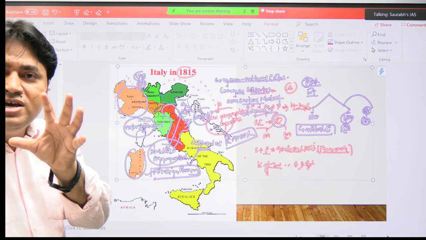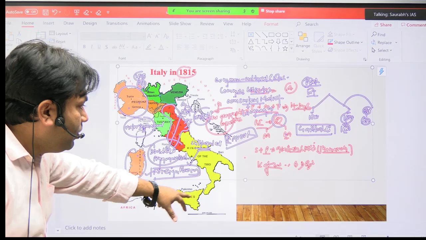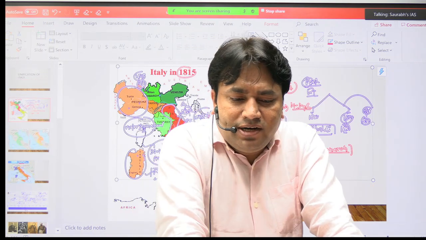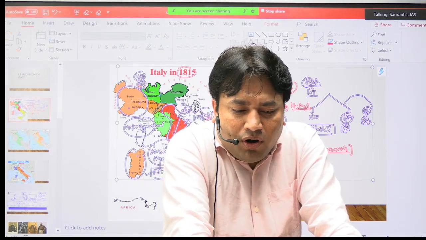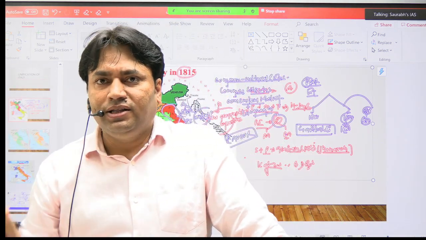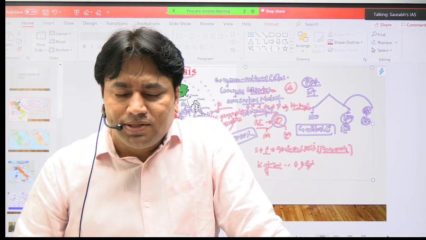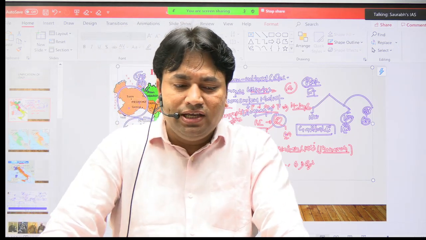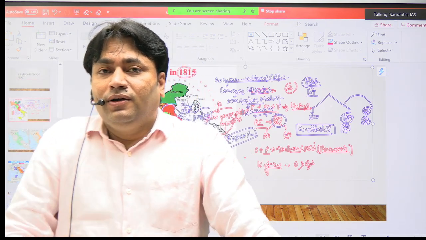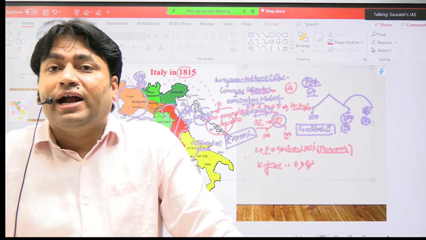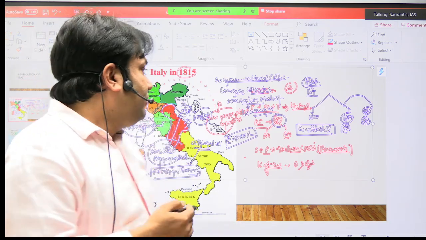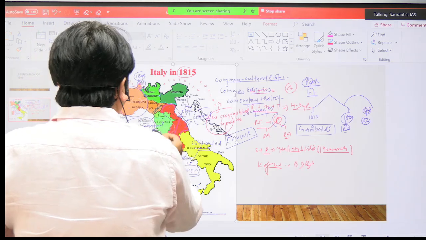Task of unification of southern state, that is kingdom of two Sicilies, write this point. The task of unification of southern state, that is kingdom of two Sicilies, was completed, okay, through revolutionary activities or by a revolutionary act of Garibaldi. It was completed by a revolutionary act of Garibaldi.